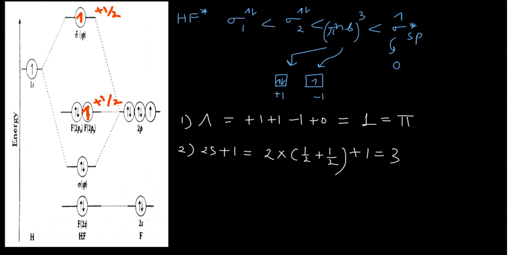The term symbol would be 3 pi for this excited state. See how easy it is to actually determine the molecular term symbols for the excited states. I hope this is now quite clear to you. Now I am going to explain another thing.